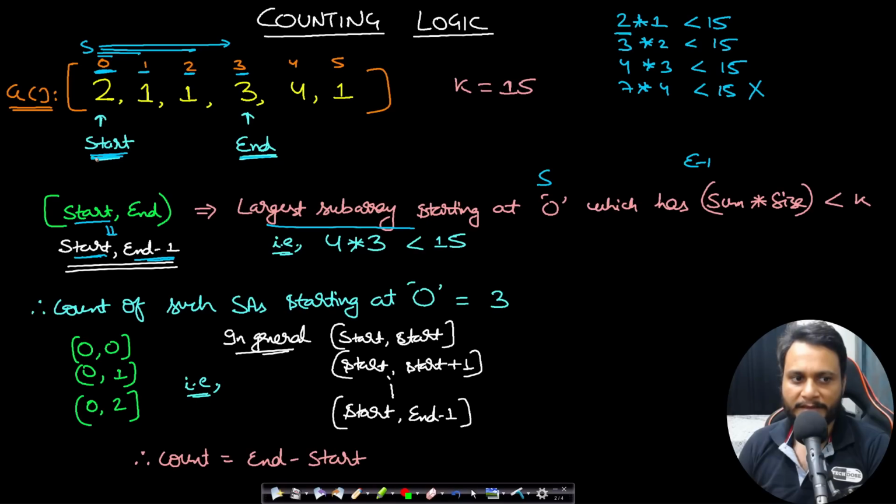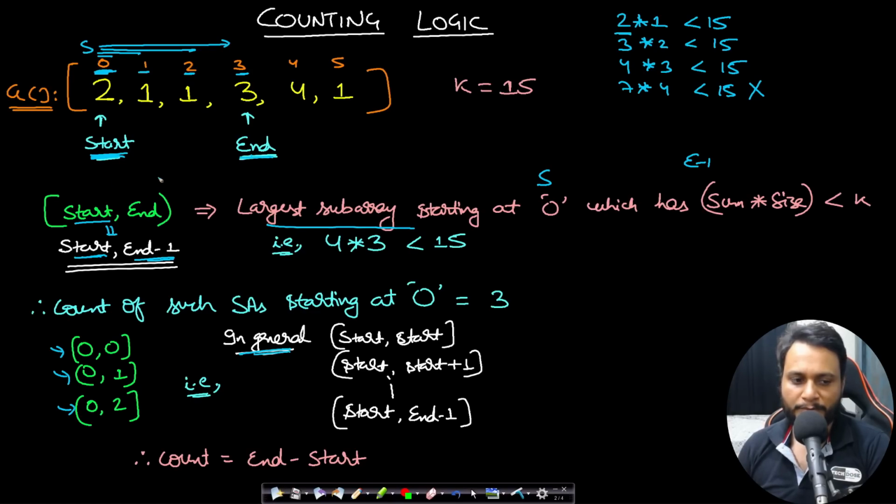And that is why, from start to end minus 1, since the subarray is valid, the total number of valid subarrays starting at 0 will always be the length. Simply, always be the length. And the length can be found by doing end minus start. Simply you can do that. So in this case, you have 0 to 0, 0 to 1 and 0 to 2. That you can do by doing end minus start simply.